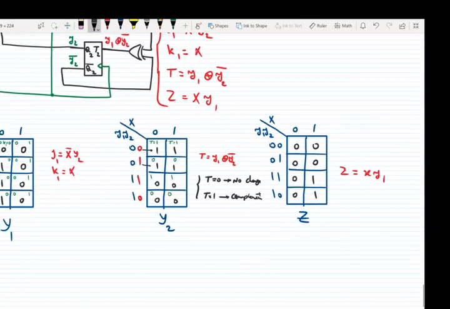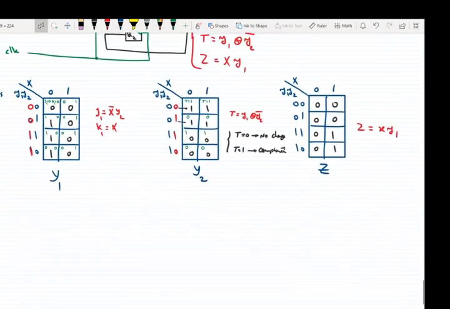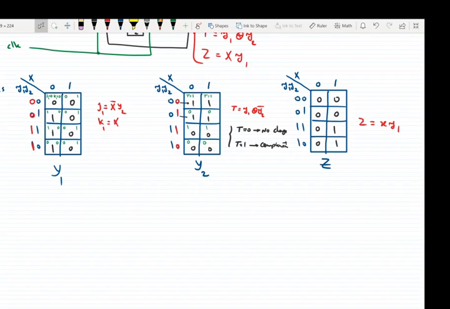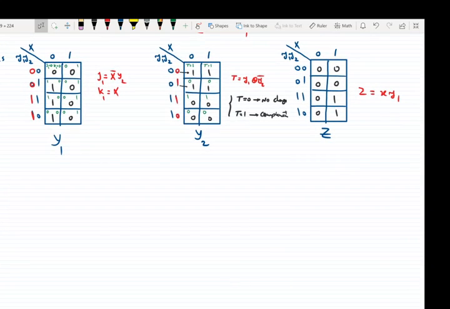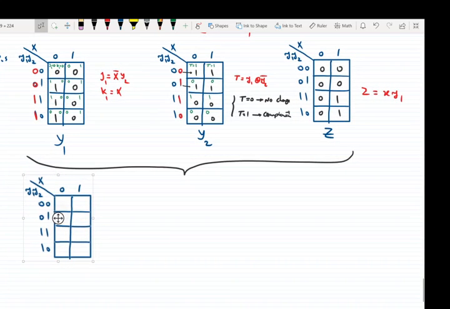So if we look at all these tables together, we got the individual state tables for all three variables, and it's time to combine these three tables together. Okay, so in order to combine them, let's just paste the complete table.